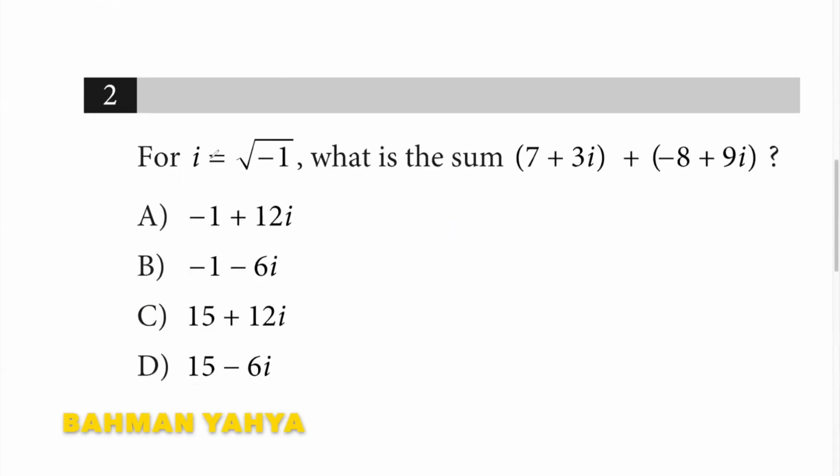Question number 2. For i equals square root of minus 1, what is the sum of 7 plus 3i plus minus 8 plus 9i? As you see, there's a plus sign right here, and we can ignore the parentheses because it doesn't affect the sign here. So 7 minus 8 plus 3i plus 9i. This one is minus 1 plus 12i. The answer is A.